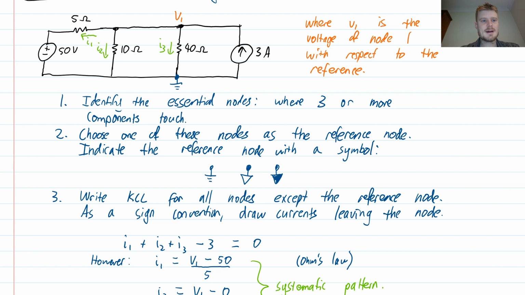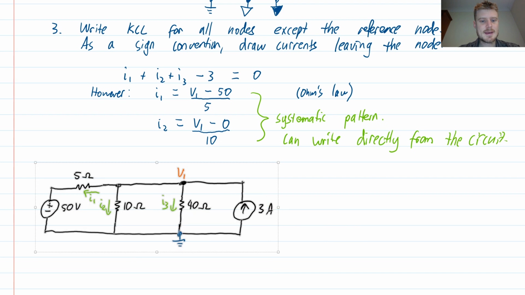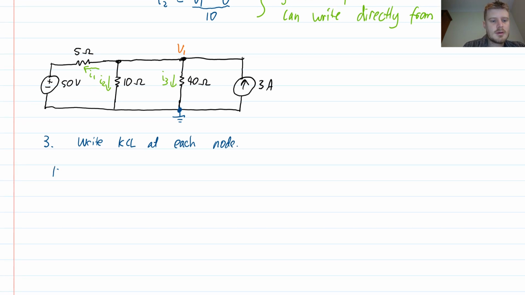Just for reference, because I'm running out of page here, I'm going to copy this picture and put it a little bit further down, and we'll go again, and I'll show you the shortcut way of approaching this. Here I am working on step 3 of the node voltage method, which is write KCL at each node. So for KCL at node 1, I have the following equation.